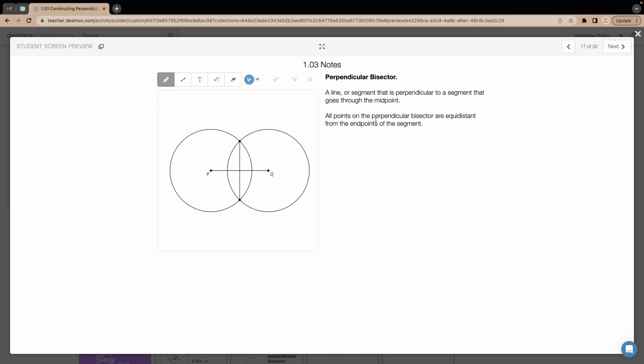So all the points on the perpendicular bisector are equidistant from the endpoints. So if I had a point here, P to here is the same as Q to there, right? No matter where I am here, P to there is the same as Q to there. It's always the same distance away. So the midpoint, this line is the same distance as this line. So any point on this line, it would go on forever, is the same distance away from P and Q.